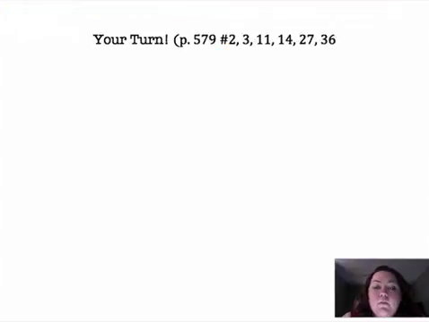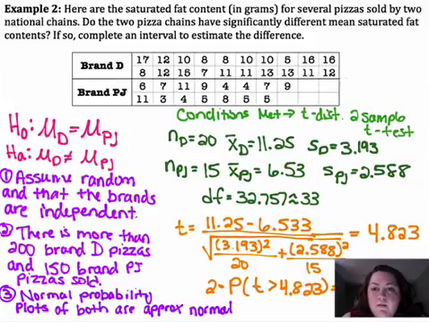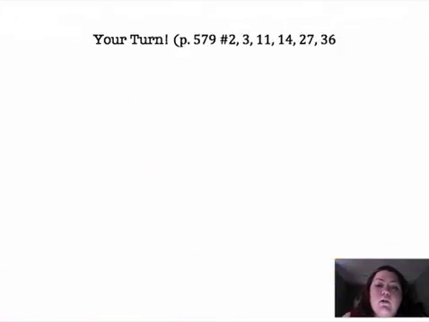Okay, so we really could have gone on and done a confidence interval to see what the difference between the averages is. So we'll do that in class. And then your turn problems are page 579, number 2, 3, 11, 14, 27, and 36.